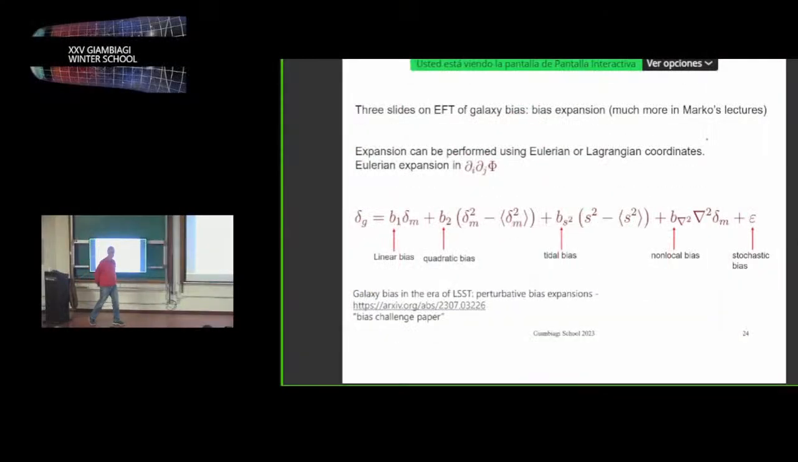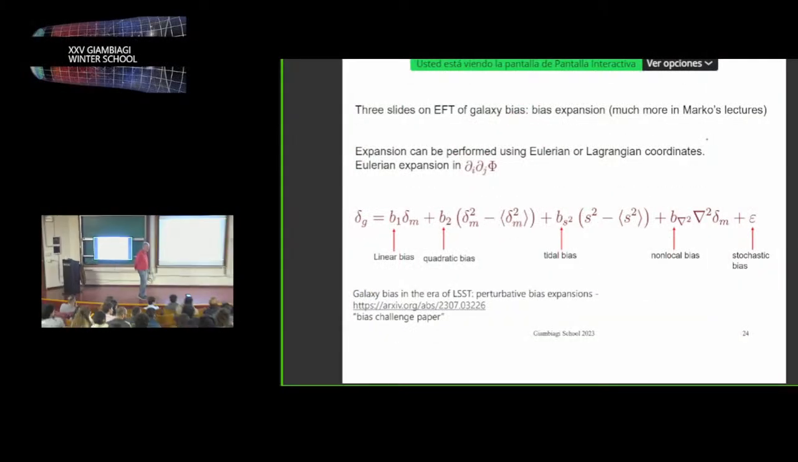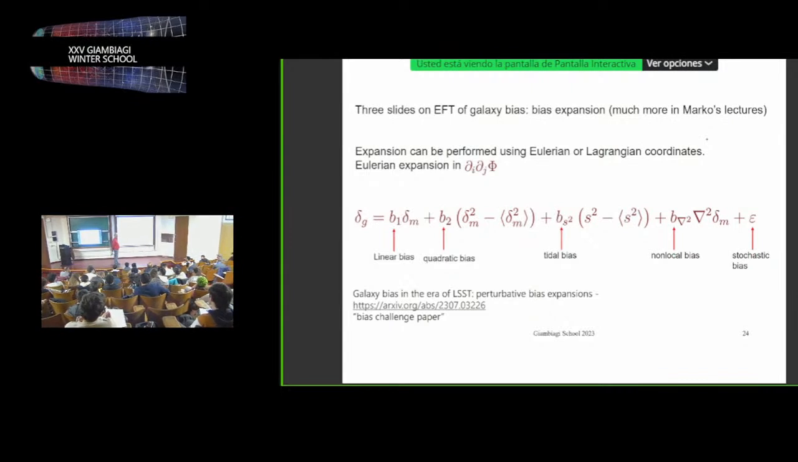Yes. Can you... So in the linear bias case, when you said it was sufficient for DES. Yes.